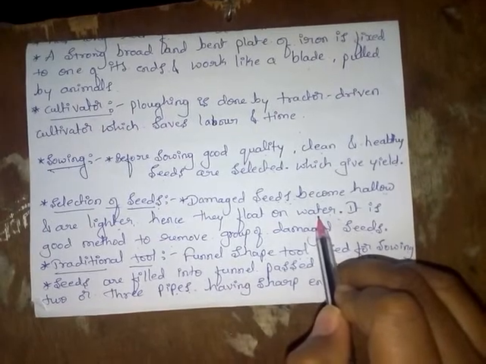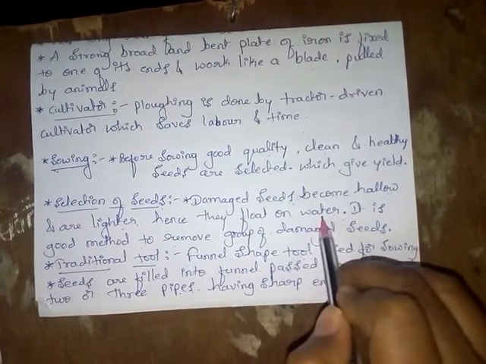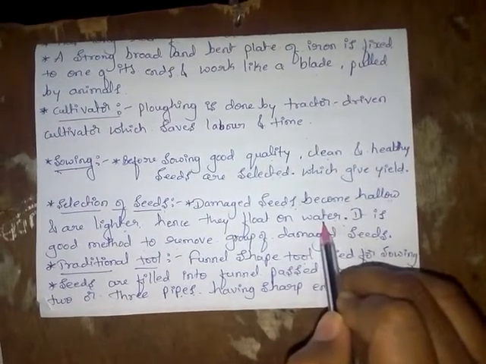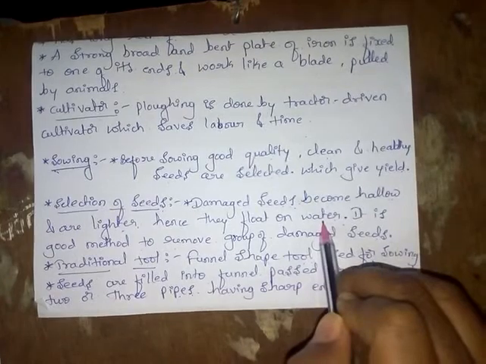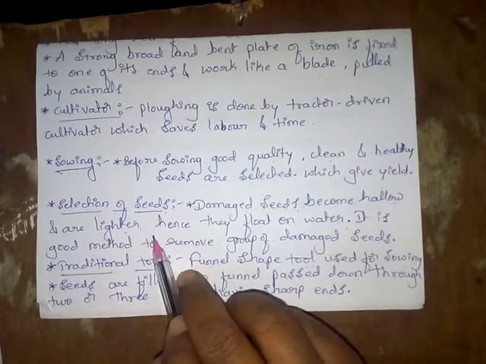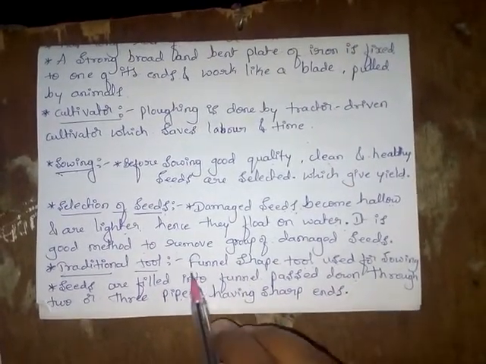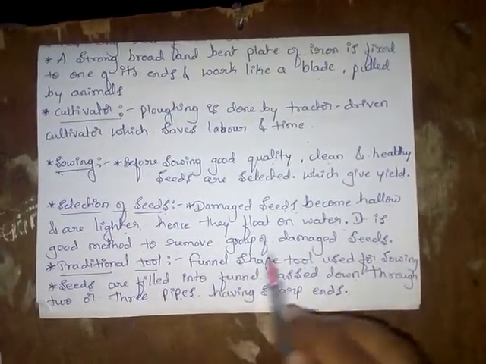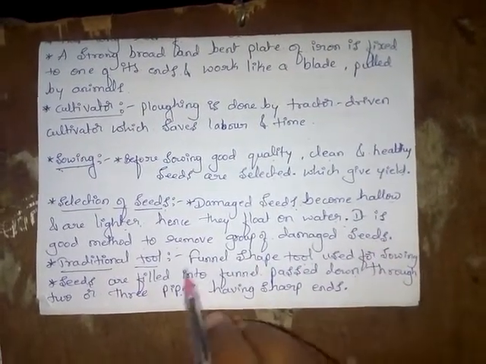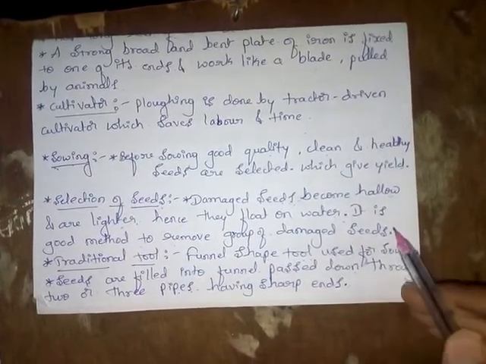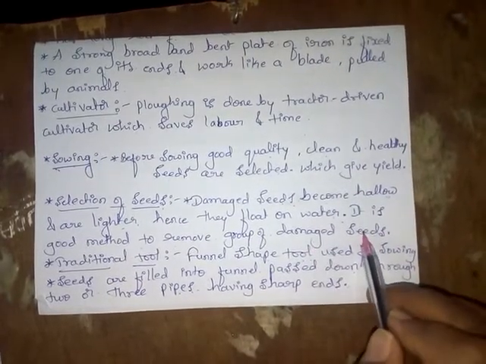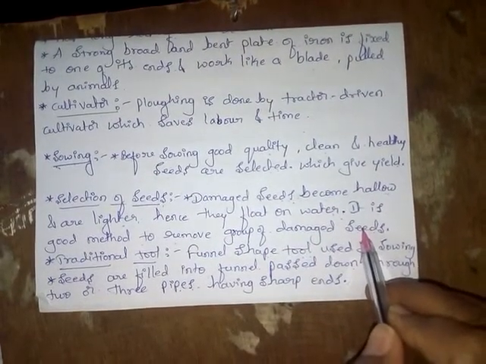How can we understand that the seeds are hollow? When we put the seeds inside a vessel and pour water, the hollow, damaged, lighter seeds come up and float on the water. Like that we have to remove the damaged seeds. It is a good method to remove a group of damaged seeds. If you do not remove the damaged seeds, they will not grow, and those seeds are not eligible for sowing.